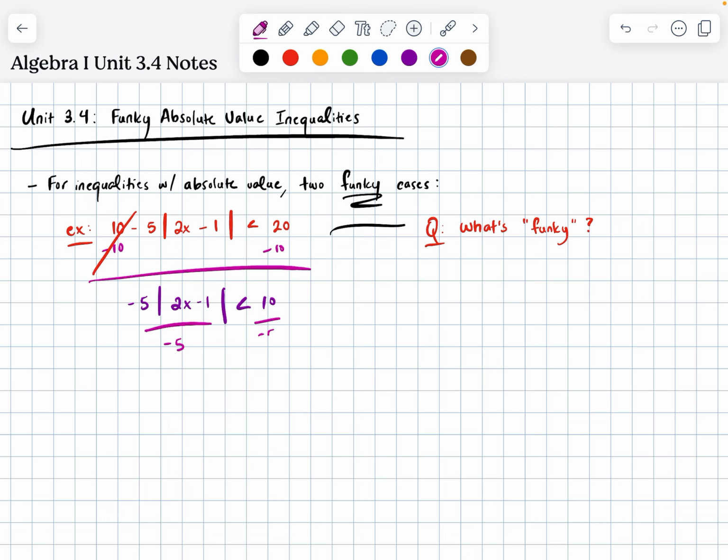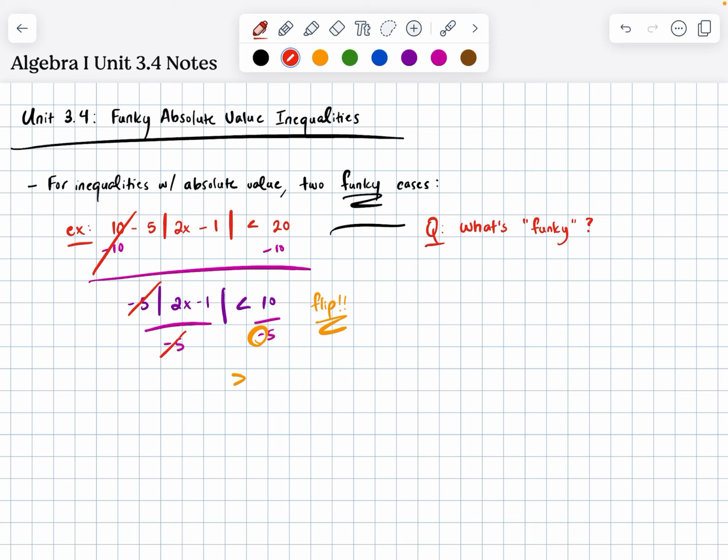Alarm bells. If I divide by a negative, what needs to happen? 5, 4, 3, 2, 1. Well, whenever I multiply or divide an inequality by a negative, I need to flip my inequality. So I'm going to take my less than symbol, it's going to swap to a greater than symbol.